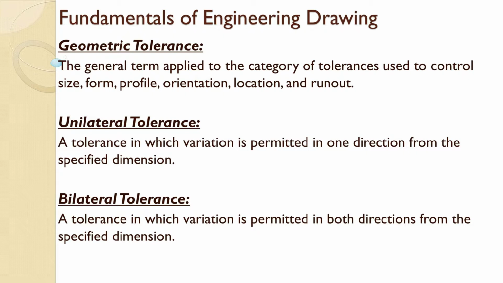Unilateral tolerance. A tolerance in which variation is permitted in one direction from the specified dimension. Bilateral tolerance. A tolerance in which variation is permitted in both directions from the specified dimension. In the later slides, we will see unilateral tolerance and bilateral tolerance with examples.